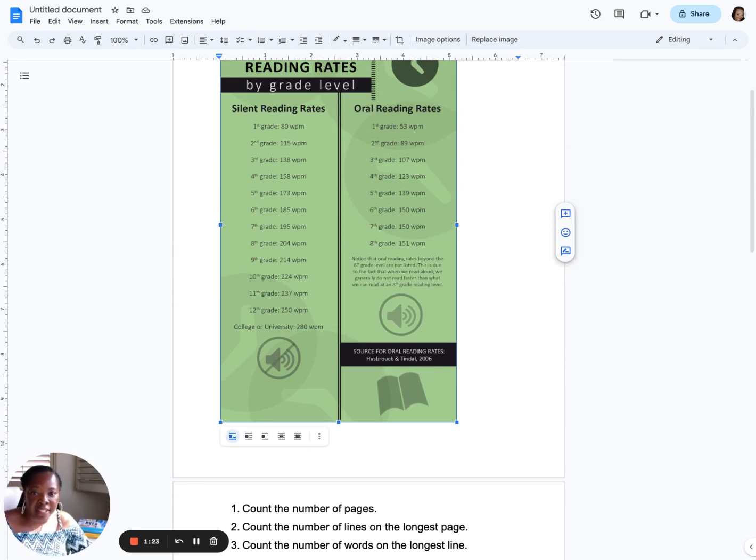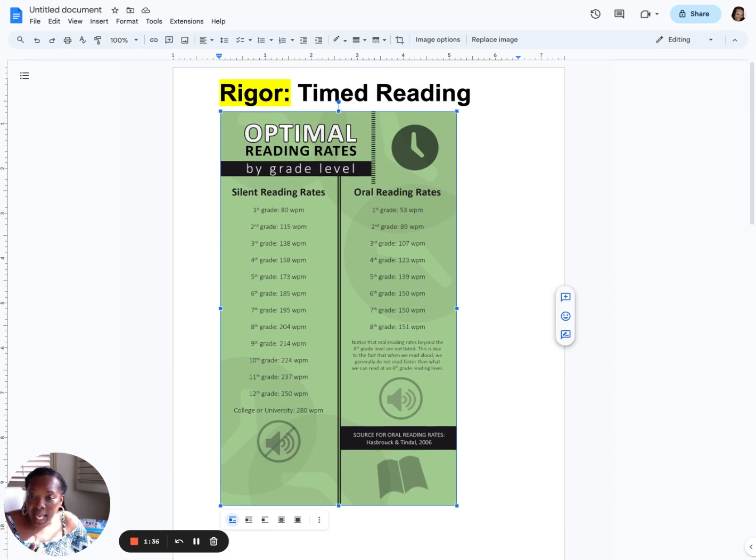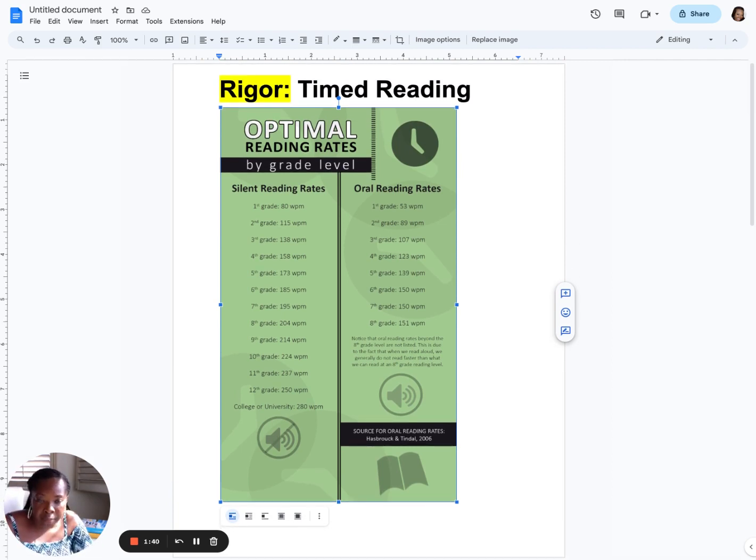A lot of times I've seen teachers, if they're reading a story, just allow students the entire class period to read it. That does not establish rigor. So in order to establish rigor, I like to include timed reading. It isn't a problem because students should be reading on that level anyway. And if they are not, hopefully their parents have already put an IEP or 504 in place for them.